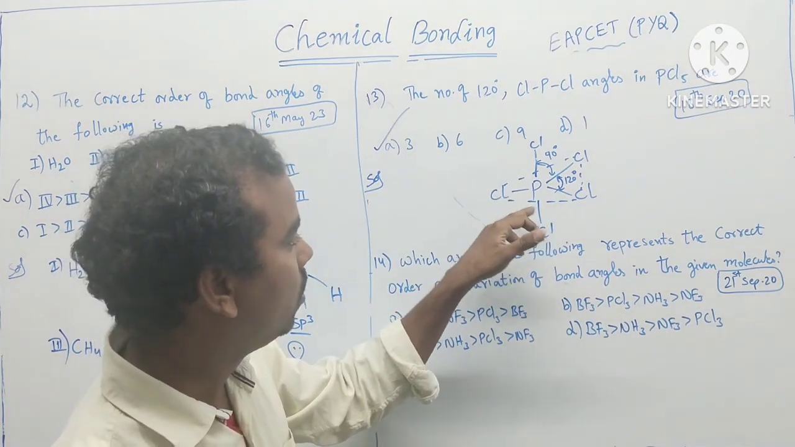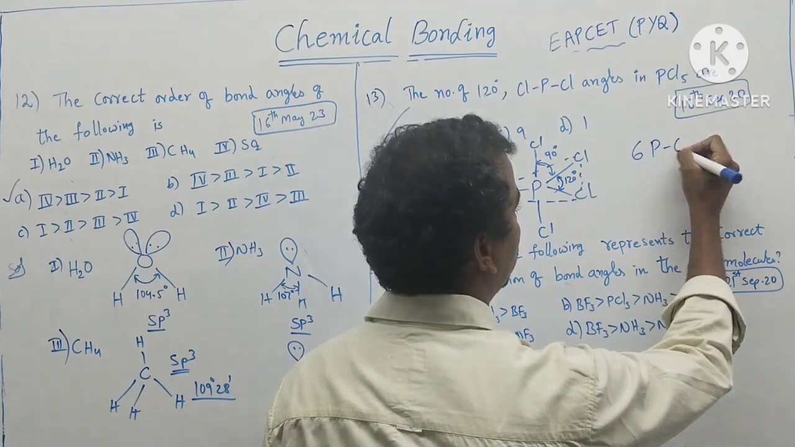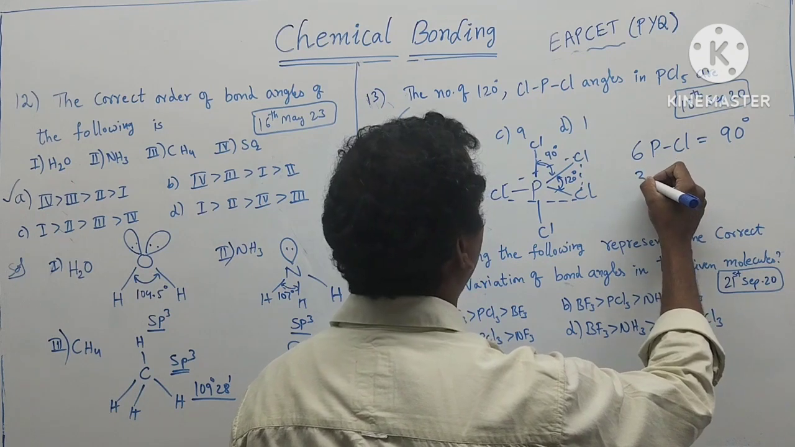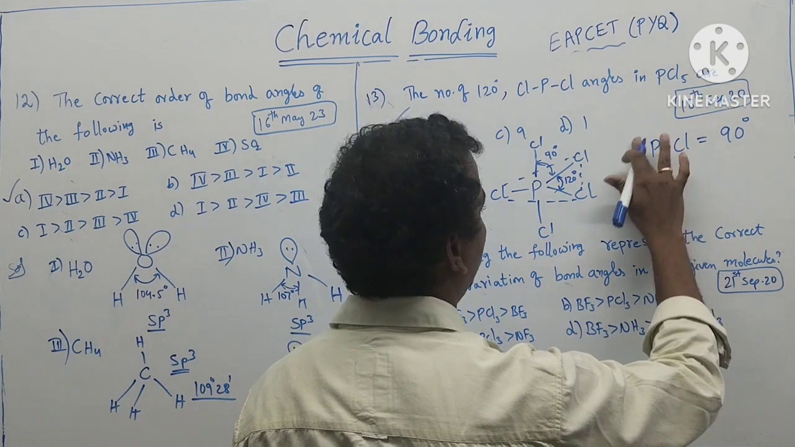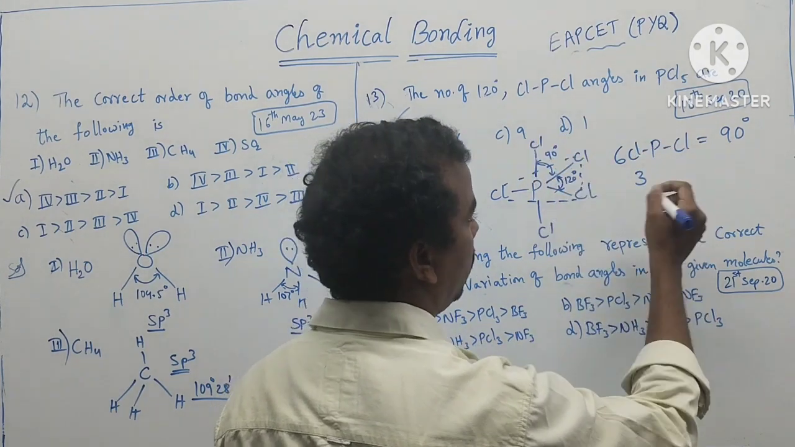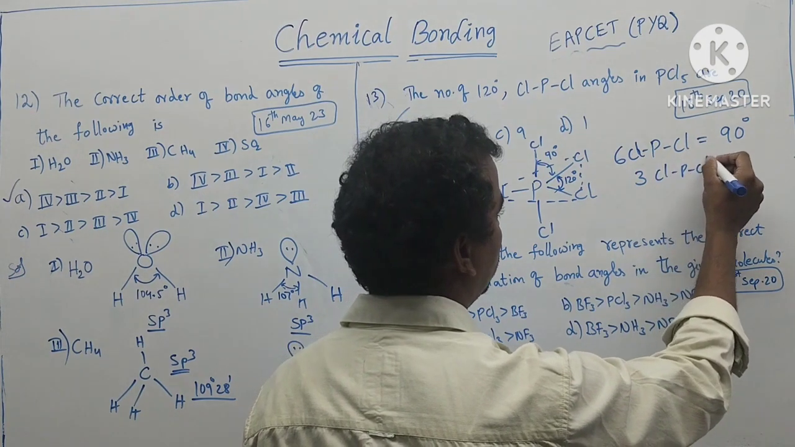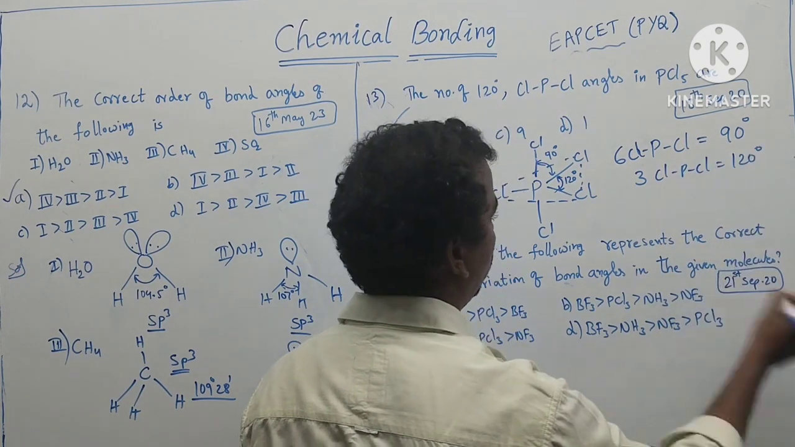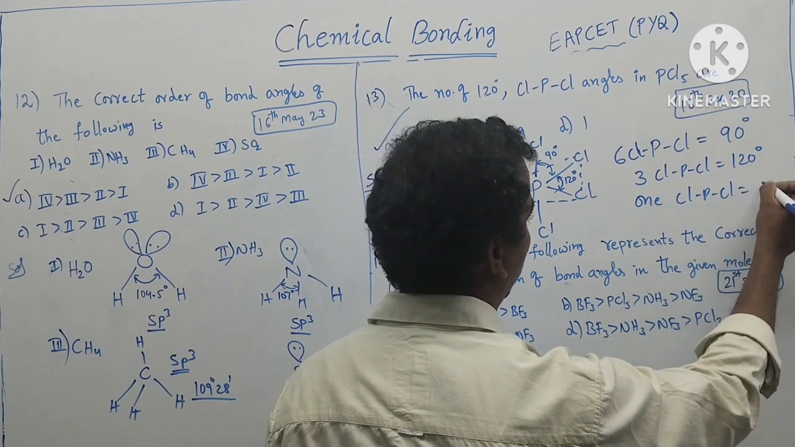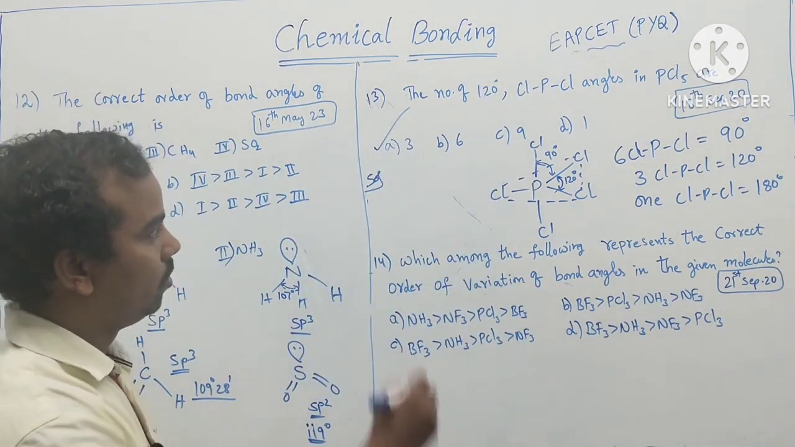Again these 1, 2, 3, 6. 6 P-Cl bonds are at 90 degrees. So 6 Cl-P-Cl bond angles are 90 degrees, 3 Cl-P-Cl bond angles are 120 degrees, and 1 Cl-P-Cl bond angle is 180 degrees. So very important. So answer 3.